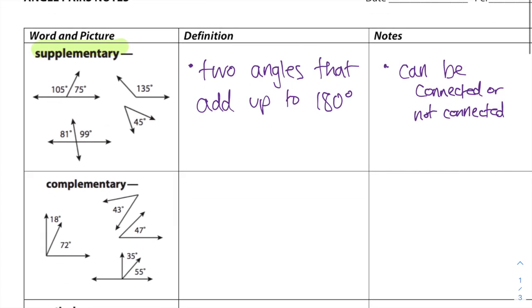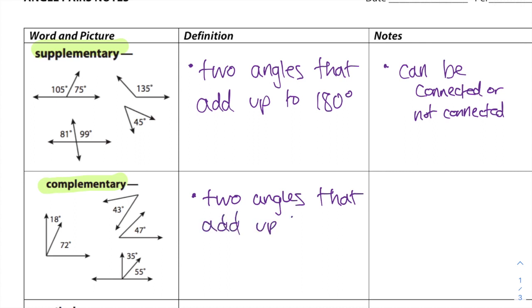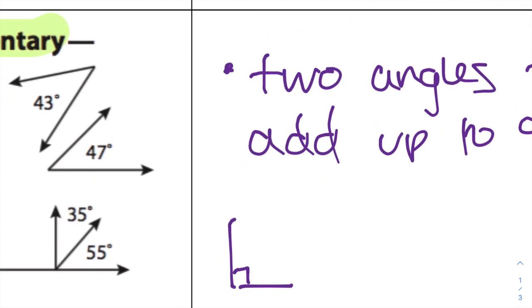Okay. The next one is complementary. And through that investigation, hopefully you guys figured out that complementary means that they are two angles that add up to 90 degrees. And one other picture that's not drawn here is maybe something that looks like this with the 90-degree angle in the corner, where maybe we don't even know the degrees of A and B, but we do know that they add up to 90 because of that 90-degree angle in the corner.